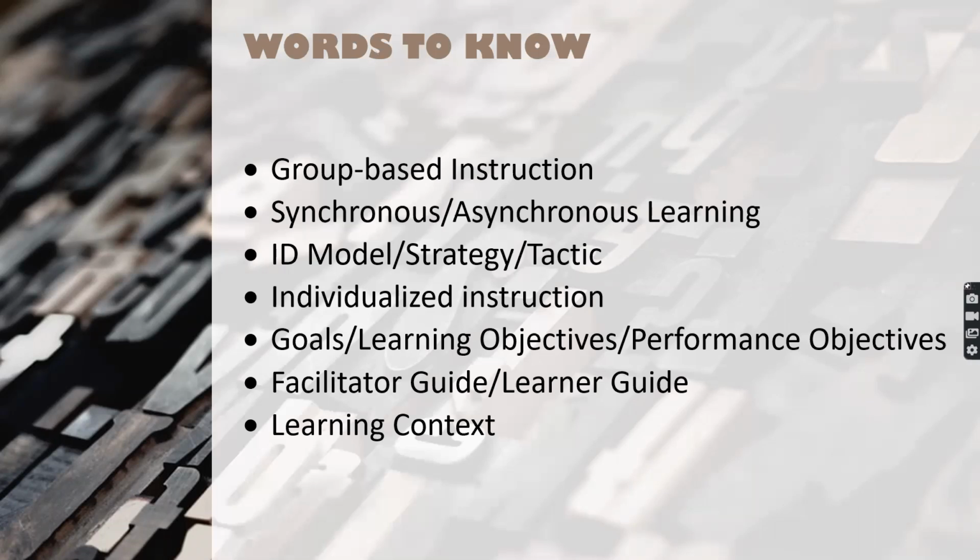We talked about ID models, right? We talked about some strategies. Tactics are the individual things that you're going to do. So the ID model would be, I'm going to follow that flower design. The strategy is, what am I going to build? The tactic is the actual activities I'm going to build.